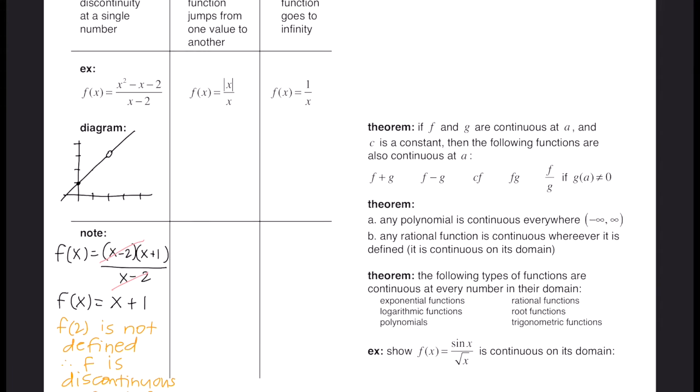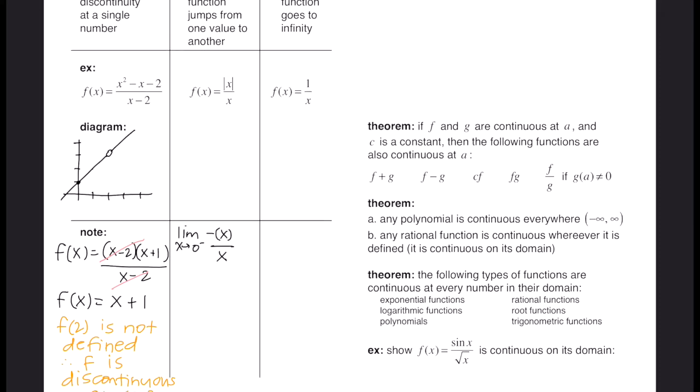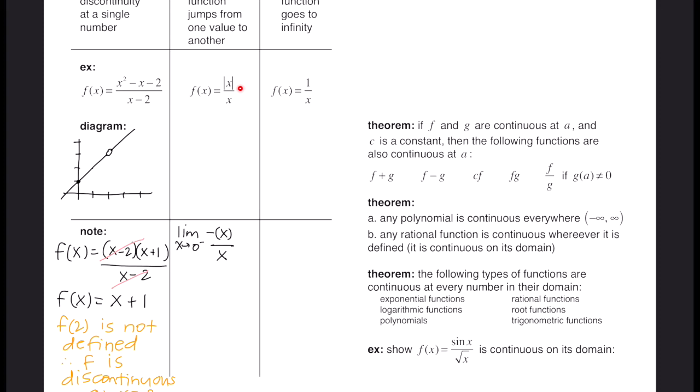The next discontinuity that we're going to look at is a jump discontinuity. So to demonstrate that, we're going to look at this function right here. Because of the absolute value in the numerator, we want to look at the limit approaching 0 from the left and the right. So if you recall, the absolute value of x is equal to positive x when x is greater than 0, and it's equal to negative x when x is less than 0. And again, if you think of the graph as a V, to the right of 0, the graph has a positive slope, and to the left of 0, the graph has a negative slope.